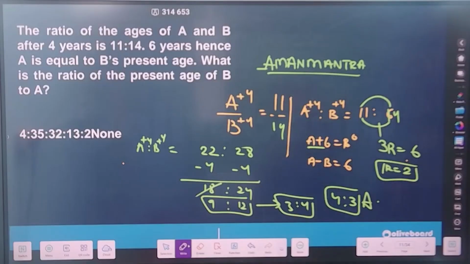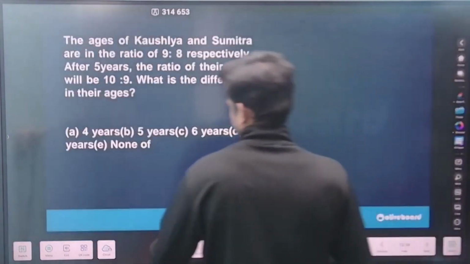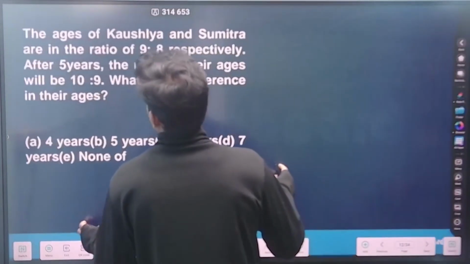Understood how I did this question through Aman mantra? Very easy, I would say, very easy. Let's see one more. Now see.